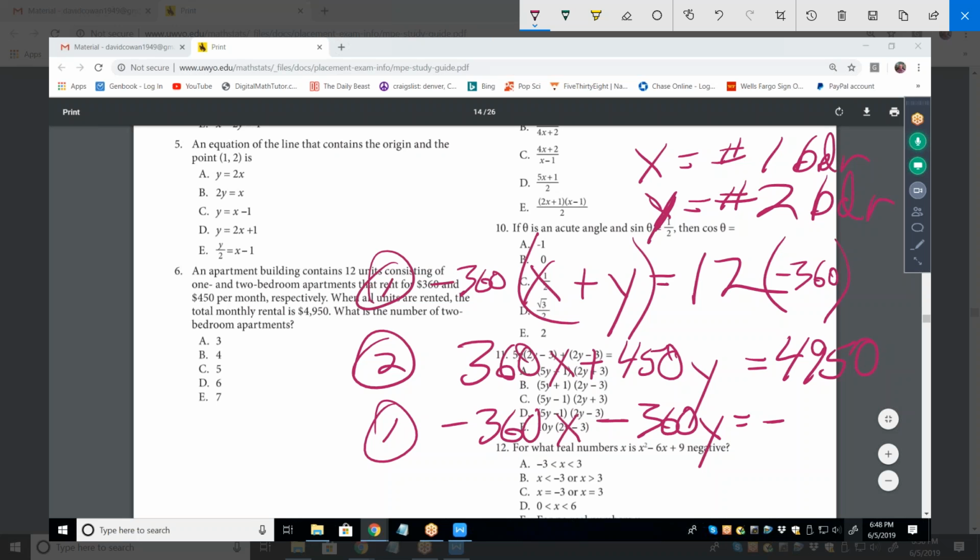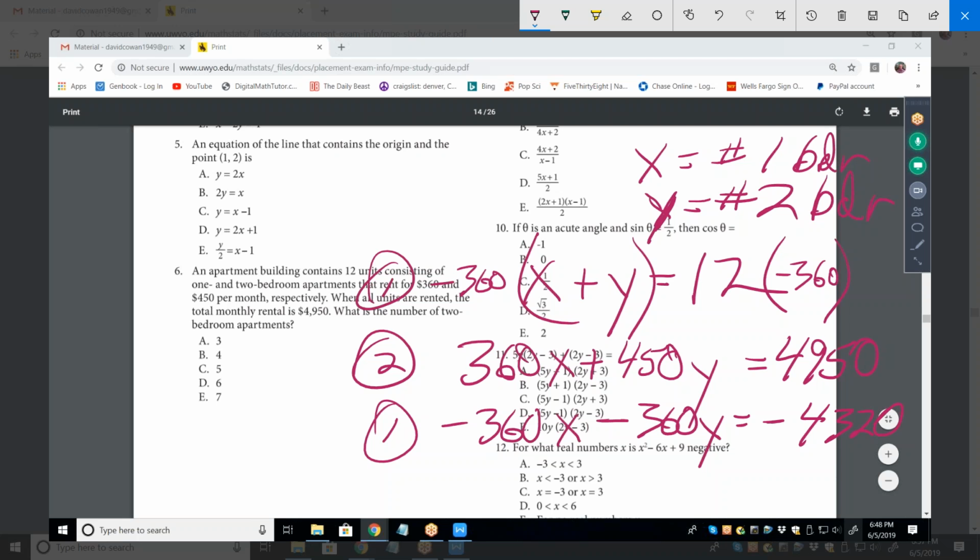So what's 12 times 360? How much? 12 times the number 360. Can you hear me? And the negative sign is in front of that, obviously, because it was negative 360.